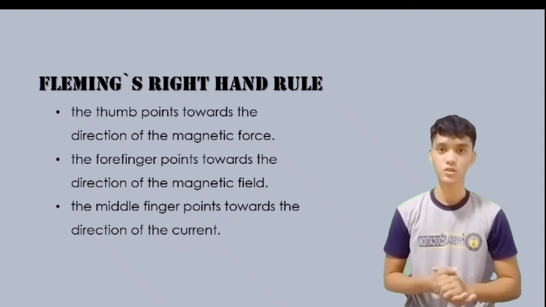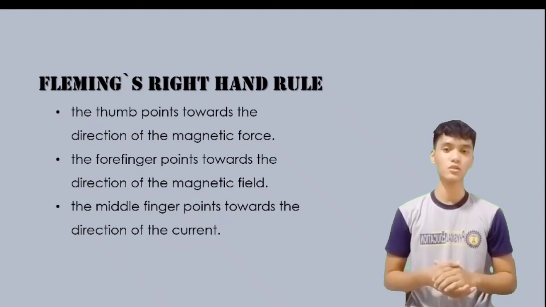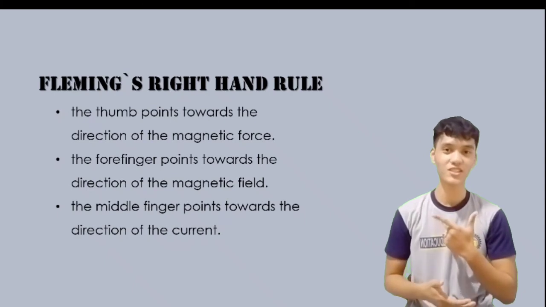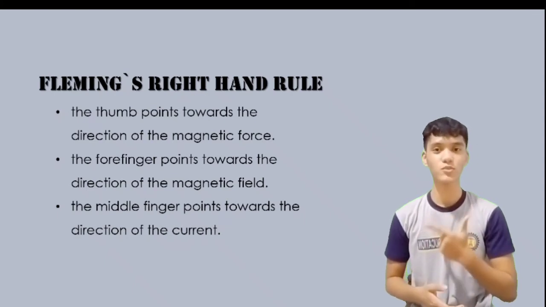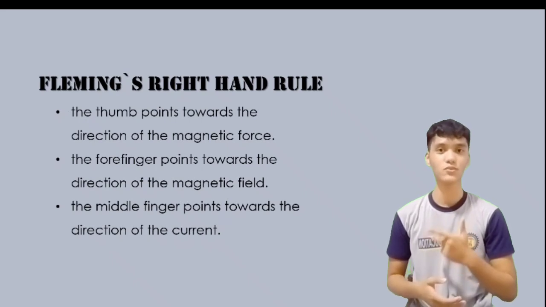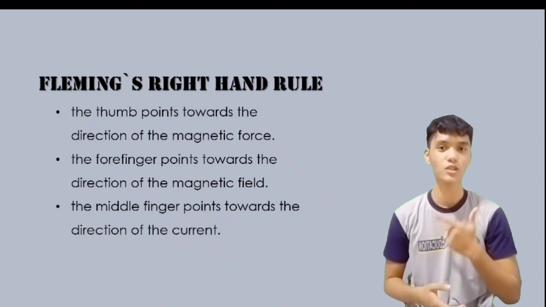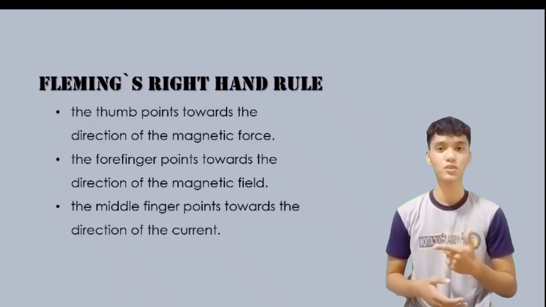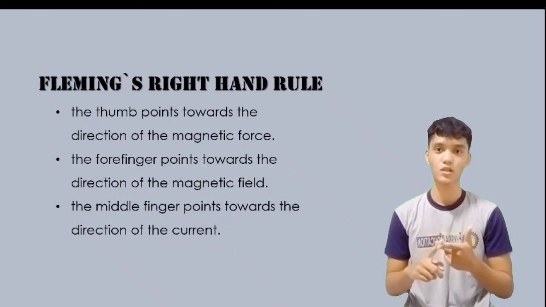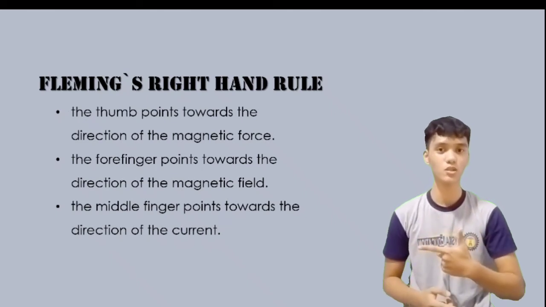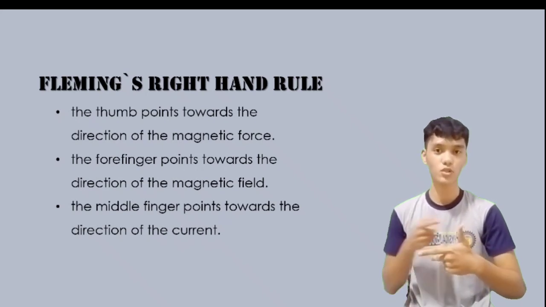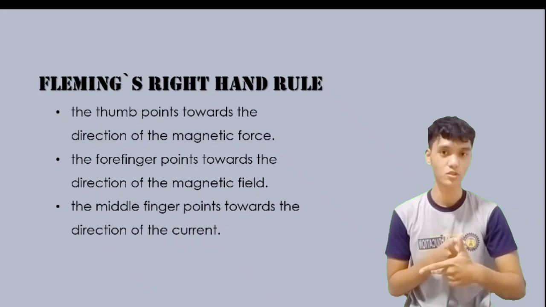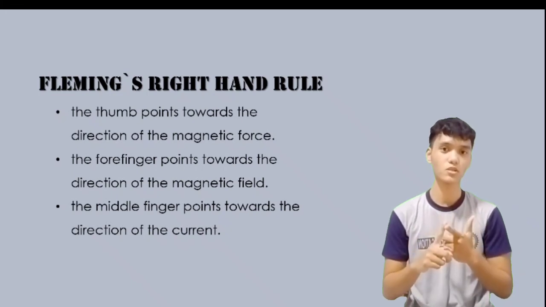Earlier, in the videos that we watched about the AC and DC generator, you may have noticed Fleming's right-hand rule. The purpose of Fleming's right-hand rule is to find the direction of induced current when a conductor moves in a magnetic field. Fleming's right-hand rule states that if we arrange the thumb, forefinger, and middle finger of the right hand perpendicular to each other, then the thumb points toward the direction of the magnetic force, the forefinger points toward the direction of the magnetic field, and the middle finger points toward the direction of the current.